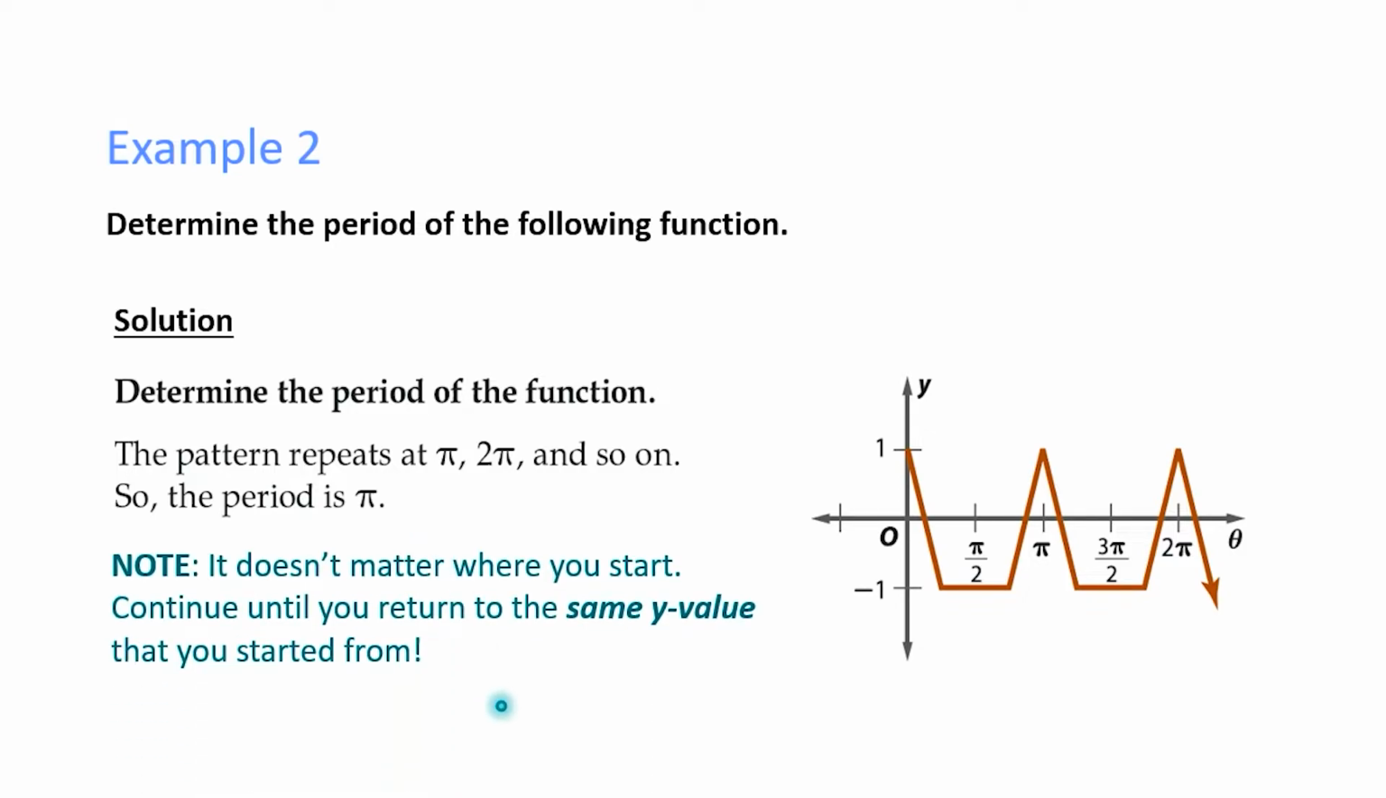One thing to note here is that it doesn't matter where you start. You can start, in this case, from +1 and go to +1, or you can start from pi on 2 and go to pi on 2, or you can even start from the axis here if you can tell what those points are. It's a little bit more difficult in this case, but sometimes you can even use where it crosses over the x-axis to work out what the period of the function is. Just continue until you return to the same y value that you started from.